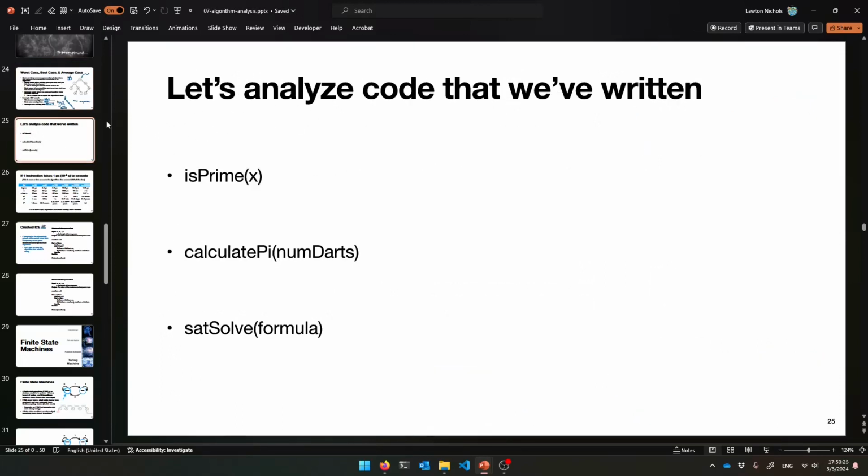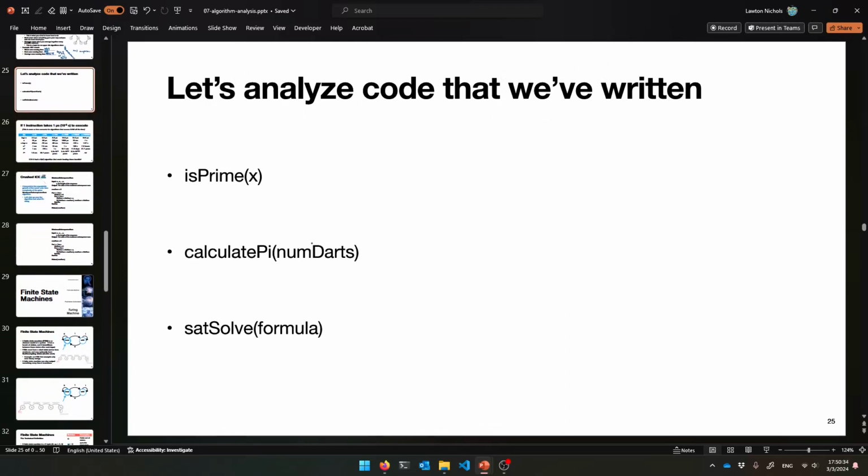Let's take some code that we've already written for our labs, and let's see what their running time is. Let's figure that out. So let's do is prime. We need that one. So let's think about the algorithm itself. What does it mean to check for primality? It's essentially your is prime function. It's a loop, right? For i equals 2 to essentially the number, the number minus 1 maybe, x minus 1. That's one way to do it.